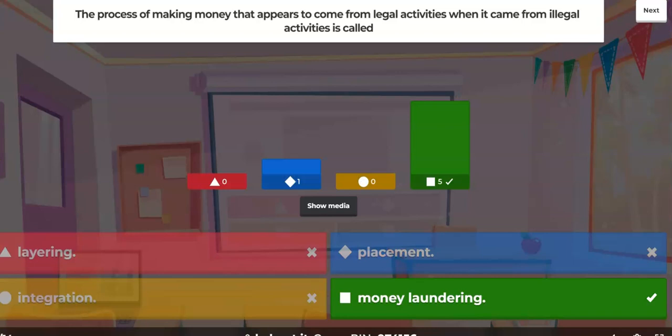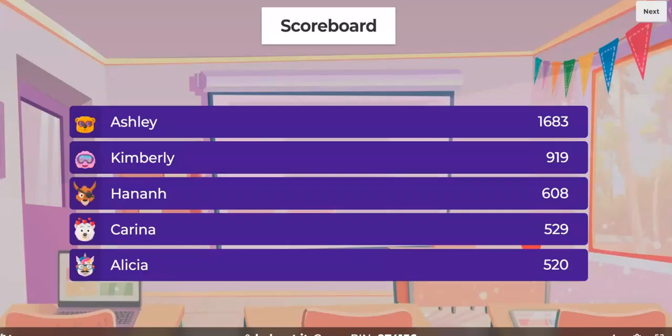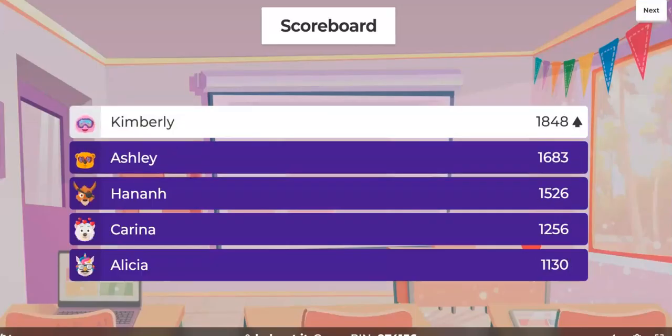Hey, great job. Money laundering. Yes, that's exactly what that is, right? Now the other three are the three stages of money laundering, but the whole process itself is money laundering. Okay, Kimberly moves into the lead. Pretty good. Let's check our next one.